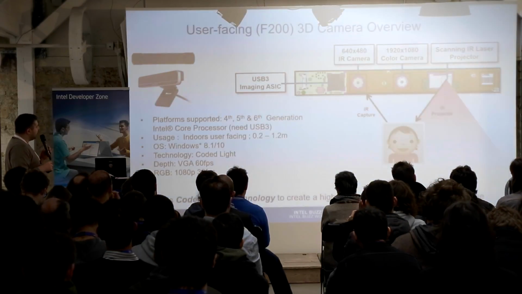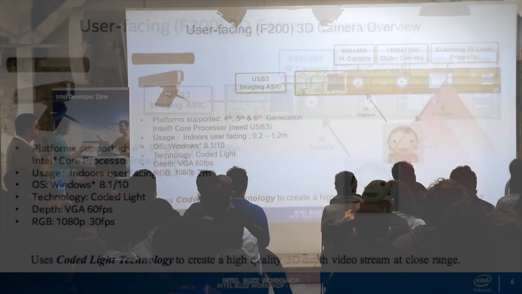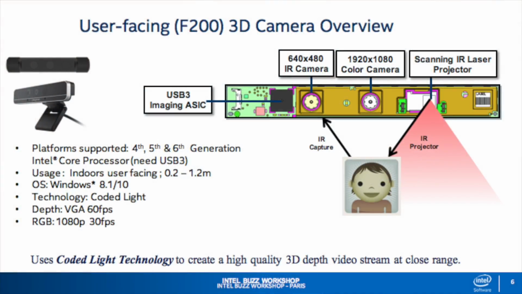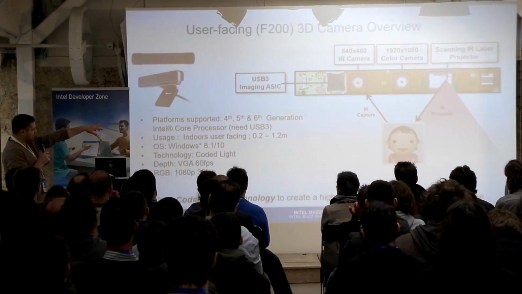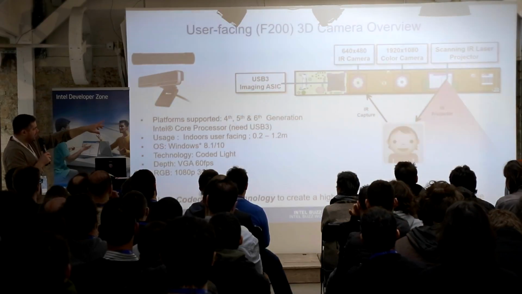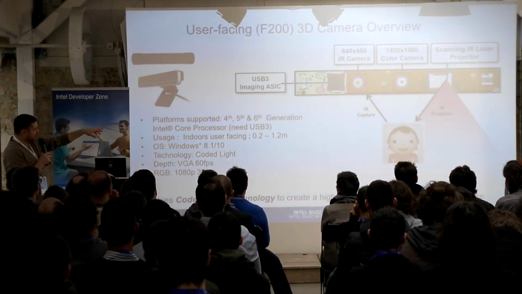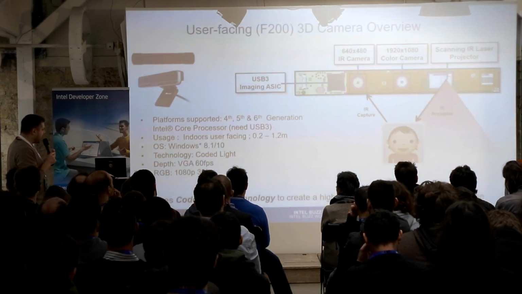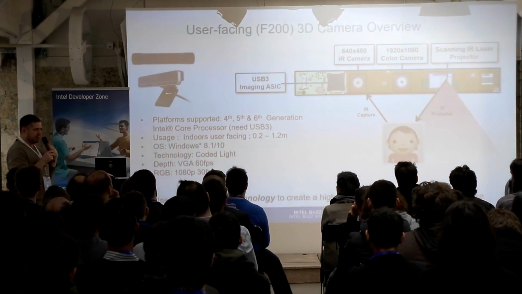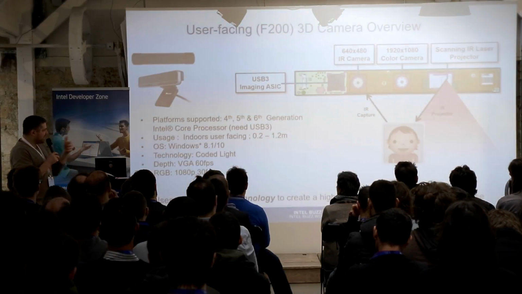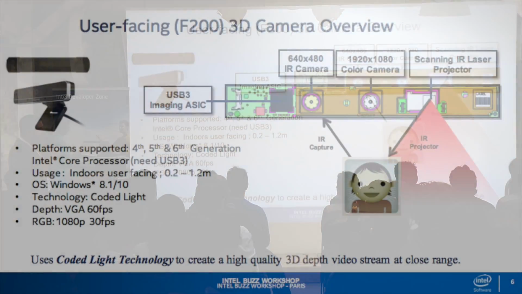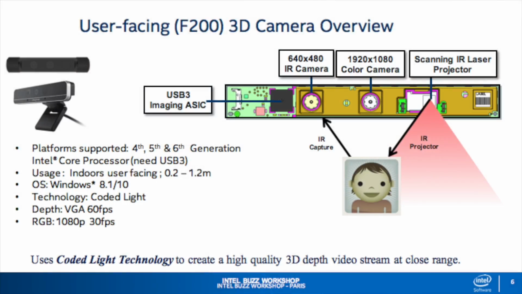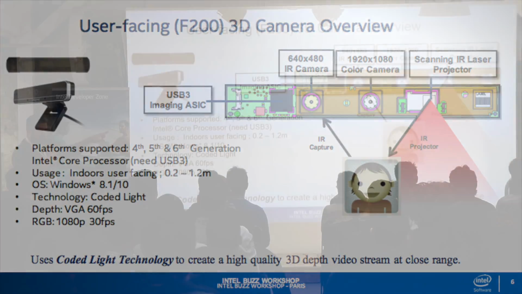This is the front-facing camera, which we call an F200. The F stands for front. The front camera has an HD RGB sensor, and an infrared projector, which projects what we call a coded light technology. It projects a pattern, and then it receives that pattern. From what it receives, it has an ASIC, which can then calculate the actual depth. It can create a depth map with that, using the infrared.